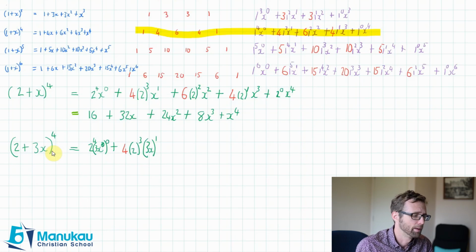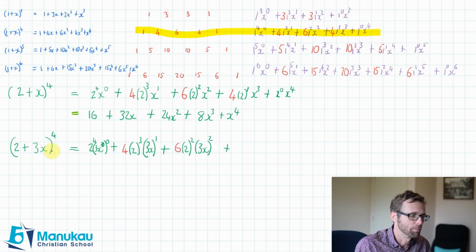Sorry about that. Our next term is going to be 6, because we're on the third item of the Pascal's triangle here. 1, 4, 6. So 6 is the third one. And this time we're going to have 2 to the power of, you see it drops down again, and our 3x is now to the power of 2.